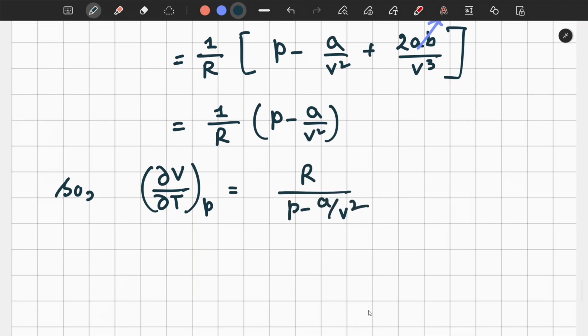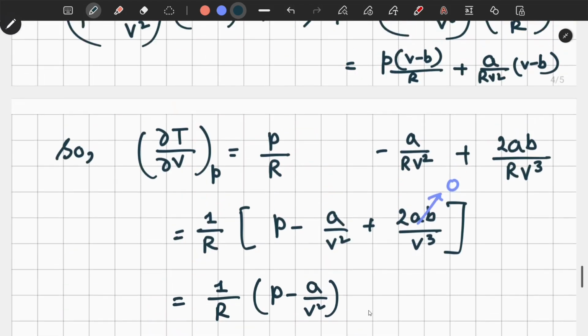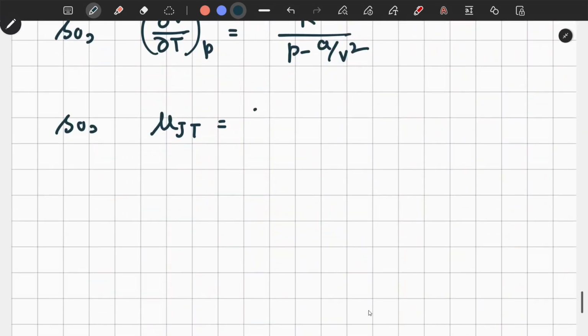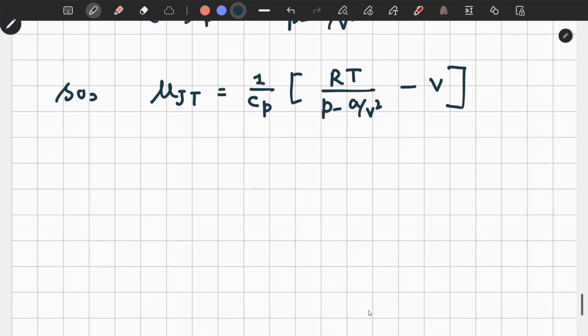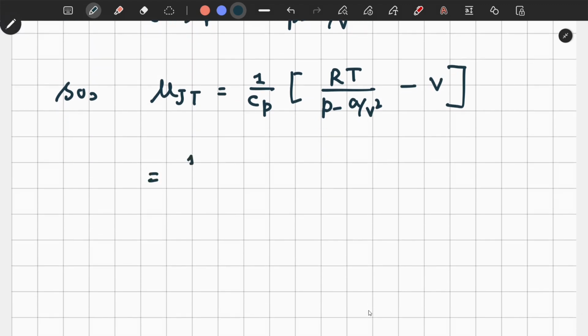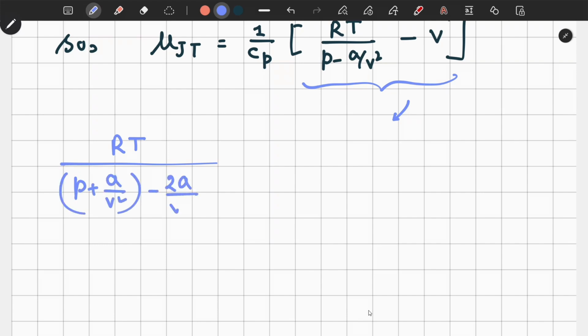Okay, so what is mu JT? 1 by Cp times T into del V del T at constant P minus V. So T times RT by P plus A by V square minus 2A by V square, minus V. Is it correct? Yes. Okay. So what can you write now? Just let me calculate this part. You have done this in class, right? Yes.